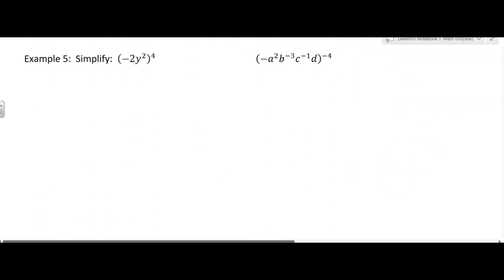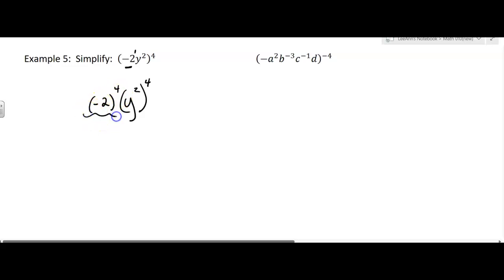Okay, now here's the part that people have trouble with. They forget about the coefficient sometimes. But remember, that's a base. So you have -2 to the fourth power. Think of a 1 being on that -2. Then you're going to have y to the second to the fourth power. Now, I probably would have just put y to the 8th, but I'm going to show this one out to you. Okay, so you're going to have -2 to the fourth.